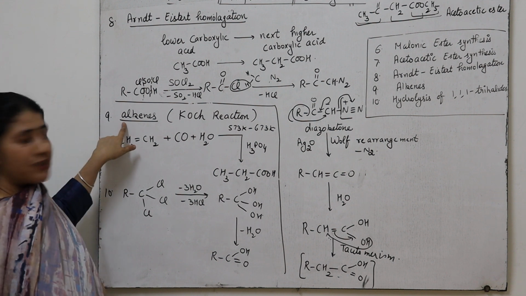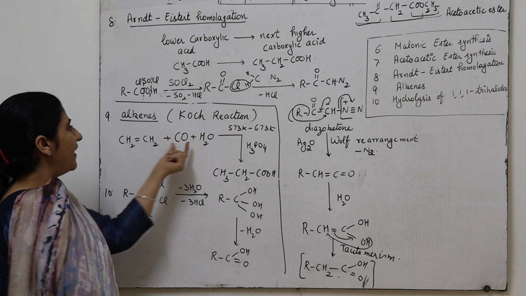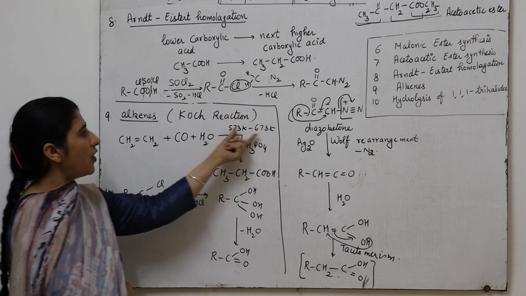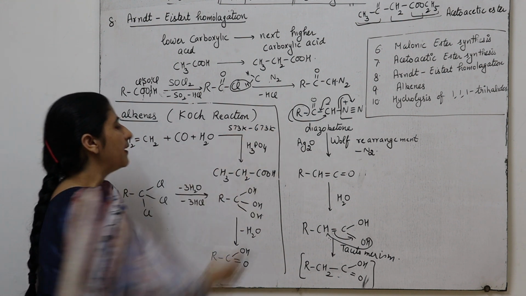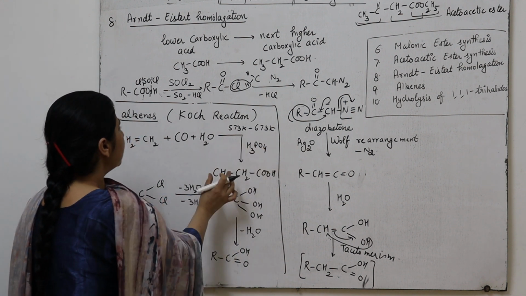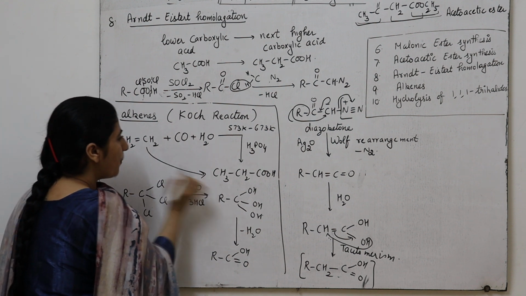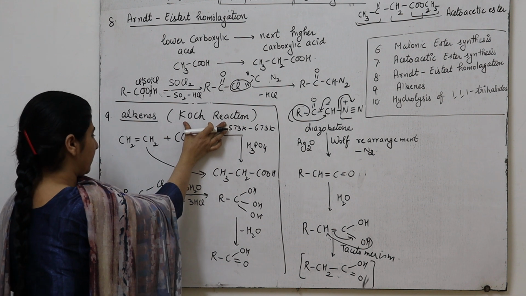The ninth method of preparation is from alkene. So we have an alkene, that is ethene. It reacts with carbon monoxide and water at a temperature of 573 Kelvin to 673 Kelvin in the presence of phosphoric acid as a catalyst. So in this case, this alkene is converted to propanoic acid. This reaction is known as the Koch reaction.